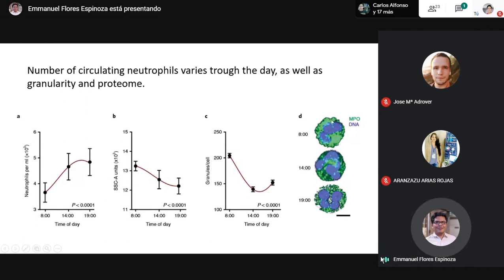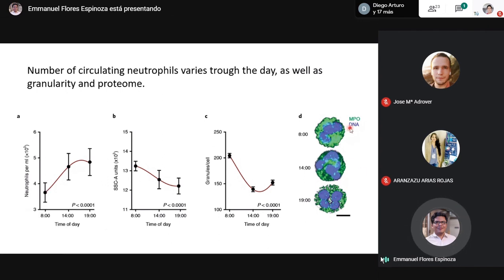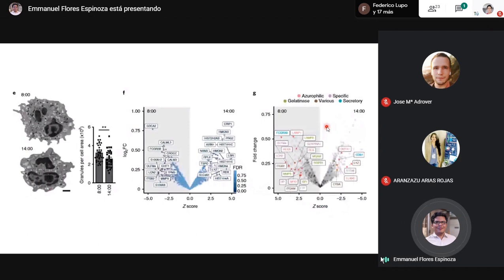They evaluated this by confocal microscopy. We can see an example of this image here on the right. There is less granule content in the neutrophils at 7 p.m. and more granule content early in the morning. Also, they evaluated the granule content by transmission electron microscopy, and we can see indeed fewer electron-dense dots, or granules, in these cells in the afternoon.